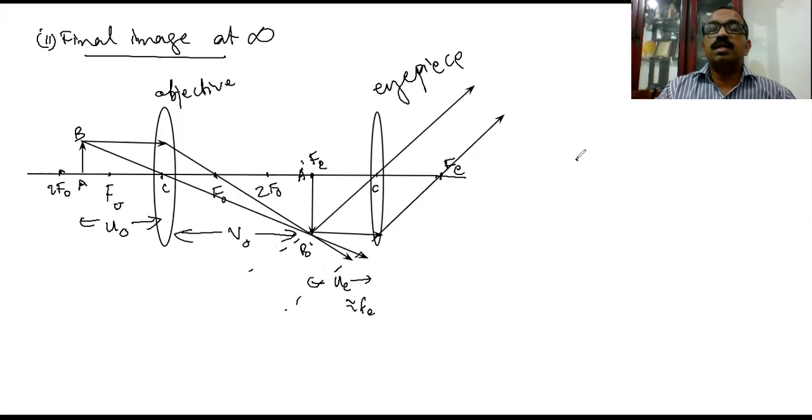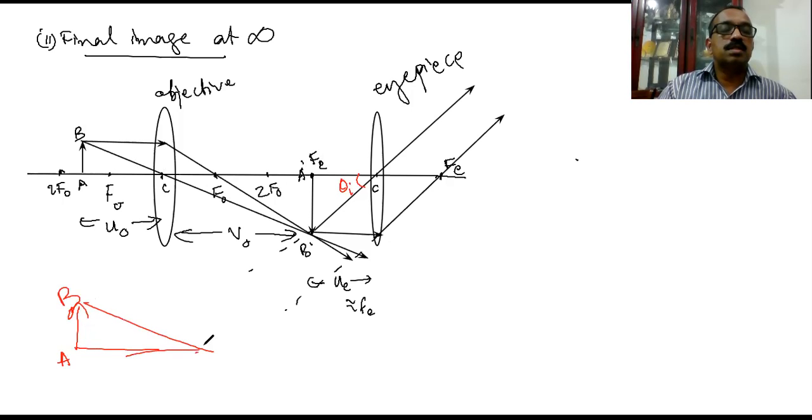Now let us look at the angles. The angle theta I. This is theta I because the final image is at infinity. Theta O we have to define separately. This is theta O, AB at a distance D, making an angle theta O.